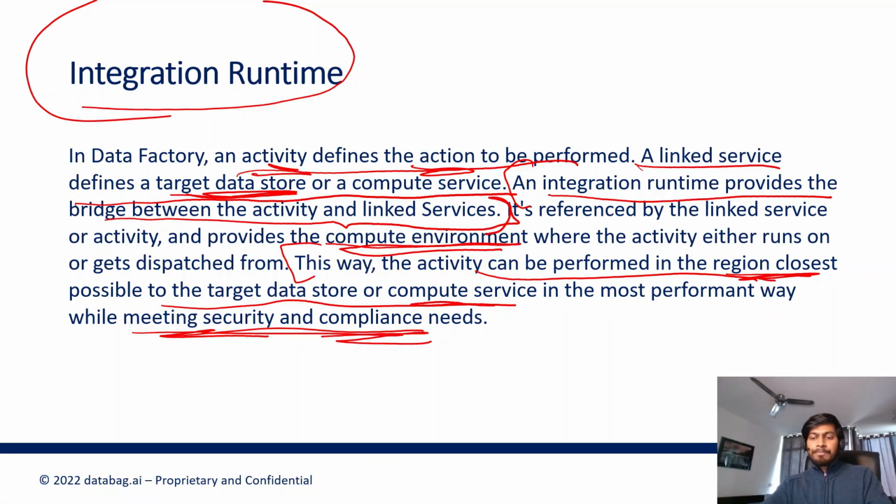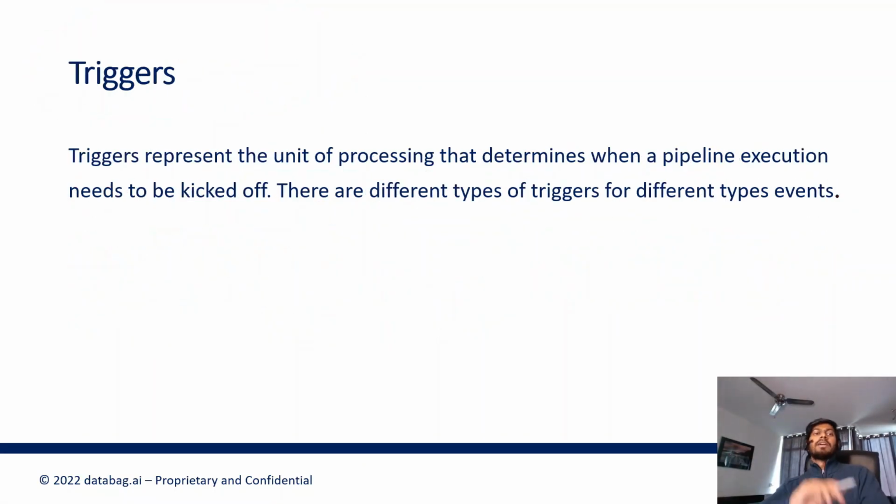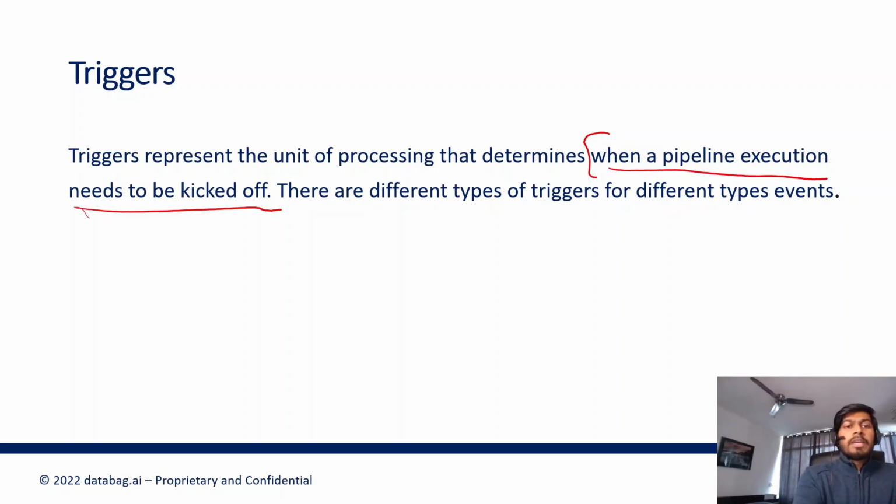And moving back, triggers. Okay, triggers are very important. Triggers represent a unit of processing that determines when, this is important, when a pipeline execution needs to be kicked off. Let's say you've created a data pipeline. So now for testing purposes, you have run it manually. You've given source and destination. It has done some transformation, and it has copied the data to so and so locations.